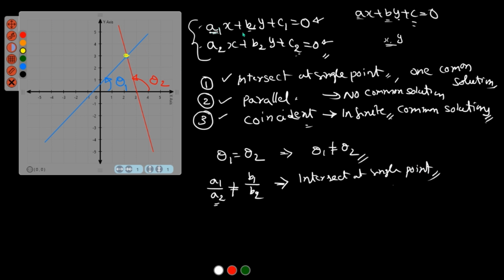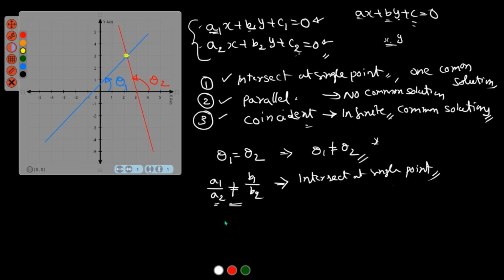Here the ratios a1 and b1 represent the slope of the first equation, and the ratios a2 and b2 represent the slope of the second equation. If those are not the same, then the lines intersect at a single point and it has one common solution. How do these represent the slope of the equation? We would need a derivation for that. If you are interested, I will explain it in another video.